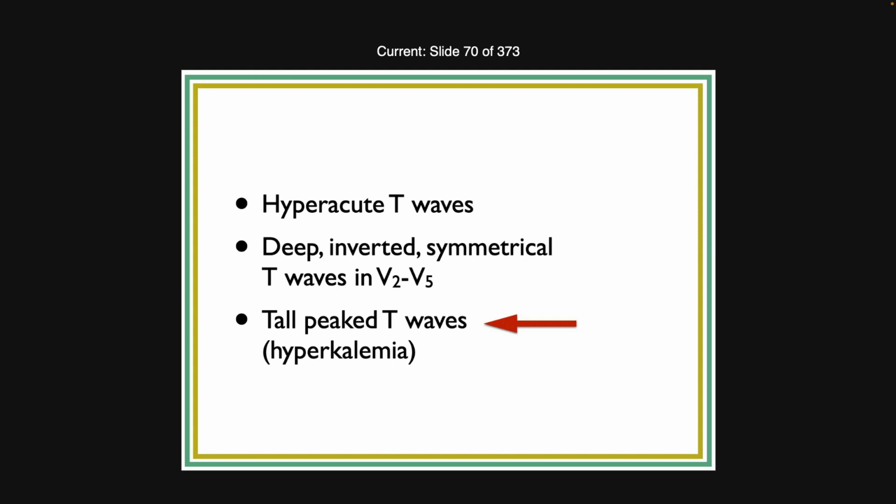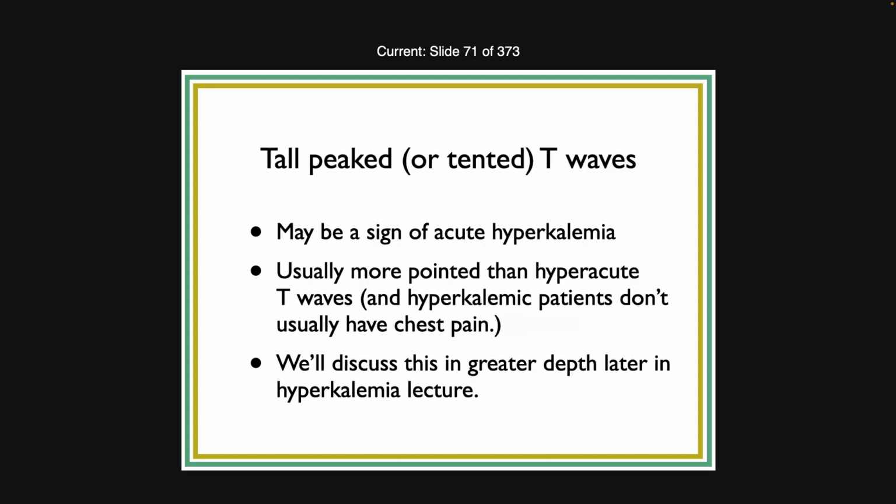the hyperkalemia T waves. So tall, peaked, and they don't have to be tall, by the way, it's more the shape. Tall, peaked, or tented T waves may be a sign of acute hyperkalemia. They're usually more pointed than hyperacute T waves. And also, hyperkalemic patients don't usually have chest pain. It doesn't quite rule it out, but it's not a common finding with hyperkalemia. Again, we're going to get into all this later on in a month or two.